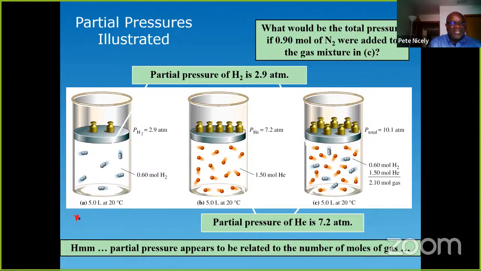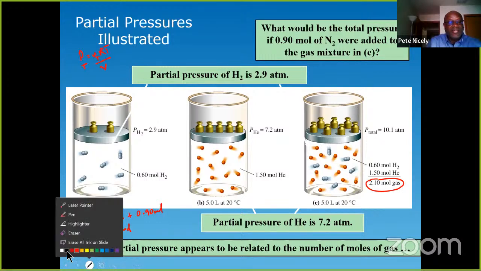In this case, nT would be equal to the total number of moles. Before you add the 0.90 moles of nitrogen, the total number of moles of gas is 2.10. So I'm going to put 2.10 moles plus the 0.90 moles, and that will give 3.00 moles. And then all we have to do to find the pressure is, P would be equal to nRT over V. That's the total pressure.